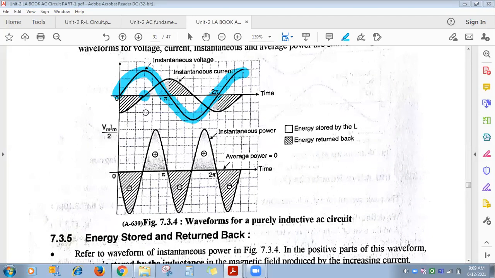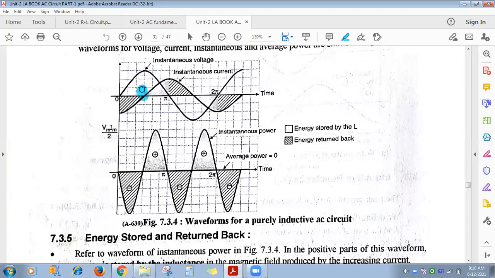What does it mean? If you extend the current waveform to before 90 degrees, the equation is i(t) = Im sin(omega t - 90 degrees). Minus 90 degrees means at the origin it has a negative value. What will this value be? What is the current value here? Since the phase difference is 90 degrees, obviously the value of the current here is minus Im. Correct. Very good.